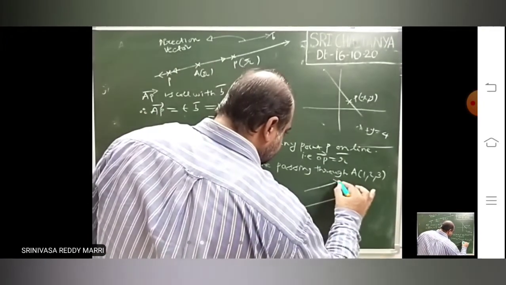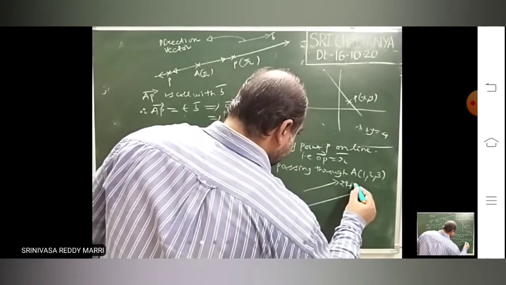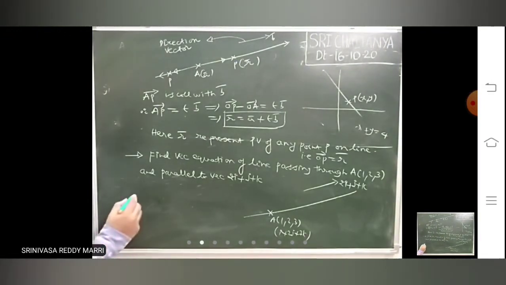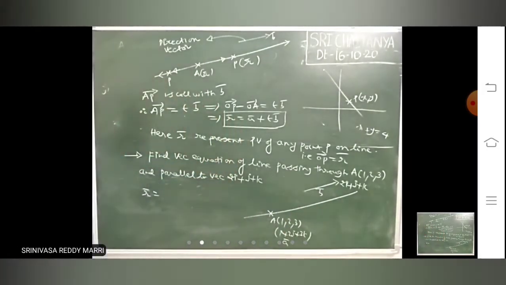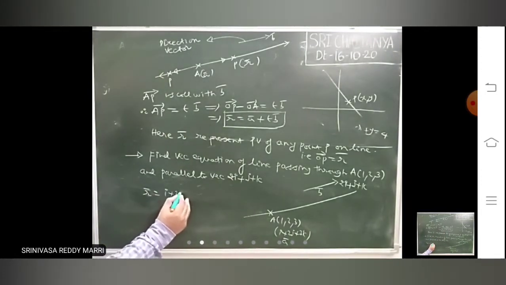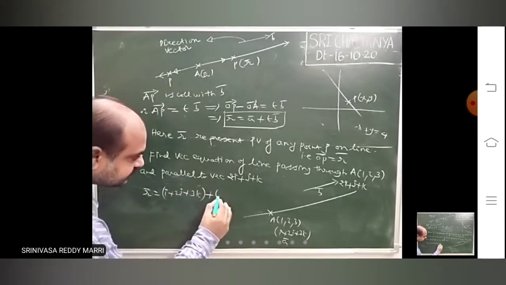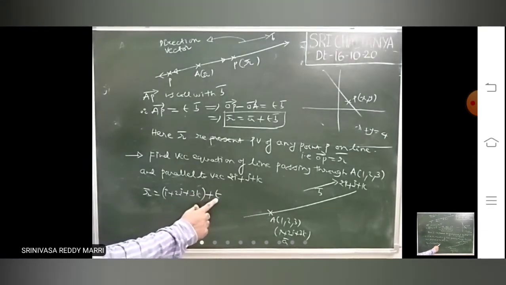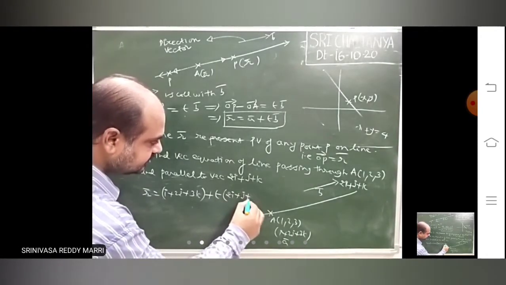And the line is parallel to a vector. This is called the direction vector. The next chapter, 3D geometry, will be based on this, so remember it carefully: this 2i plus j plus k. Therefore, what is the equation? This is A bar and this is B bar. So R bar equals i plus 2j plus 3k plus some scalar t. I have taken t, you can give lambda, whatever it may be, times the direction vector 2i plus j plus k.